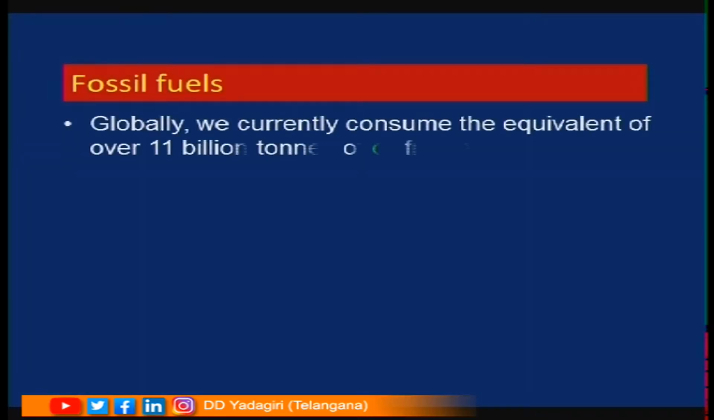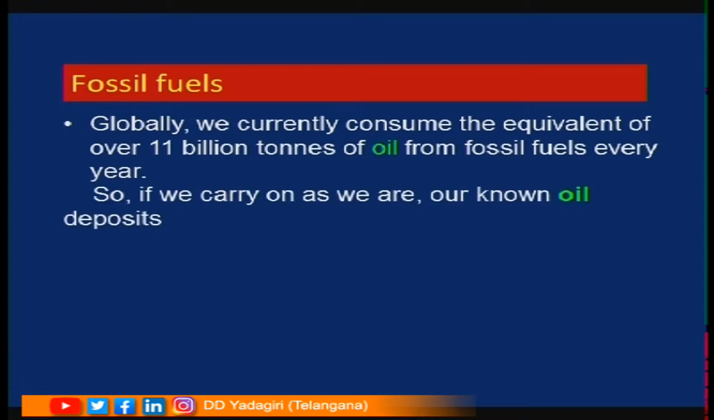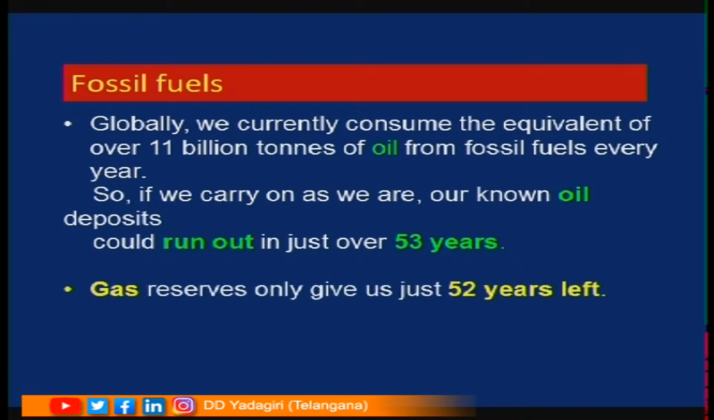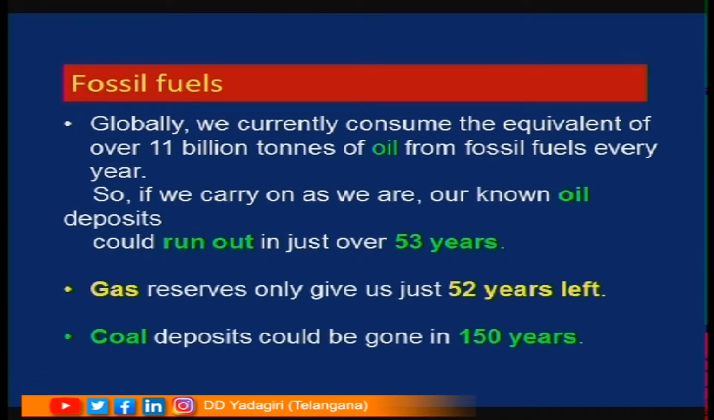But children, the fossil fuels in our earth crust are not enough for thousands of years. After some years, the fuels are going on reducing. Globally, we currently consume the equivalent of over 11 billion tons of oil from fossil fuels every year. If we carry on as we are, our known oil deposits could run out in just over 53 years, and gas reserves only give us just 52 years left. Coal deposits could be gone in 150 years.